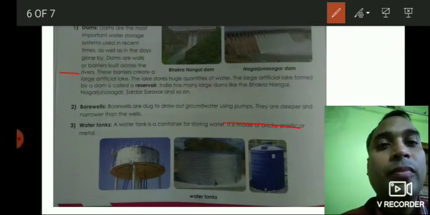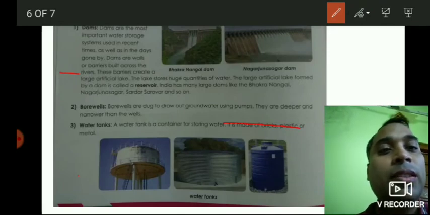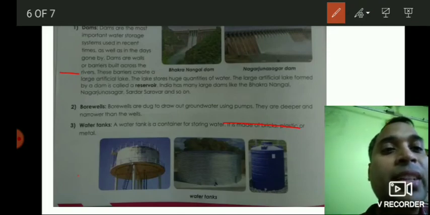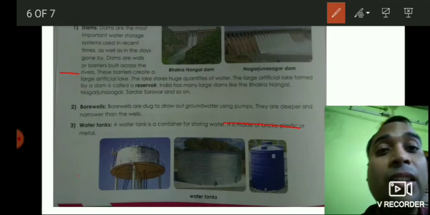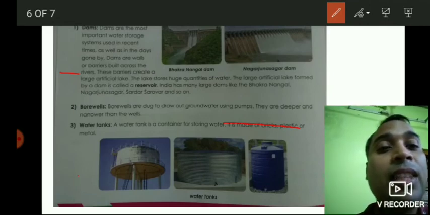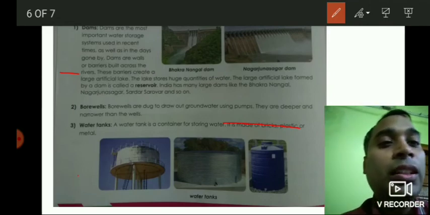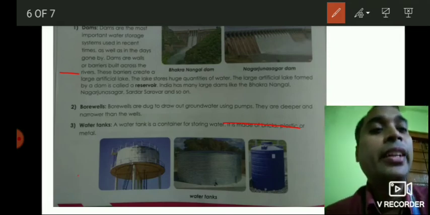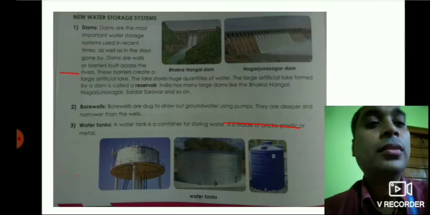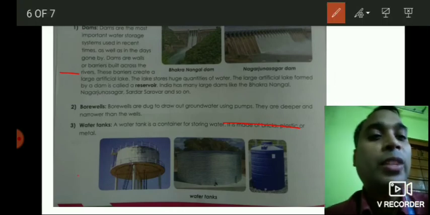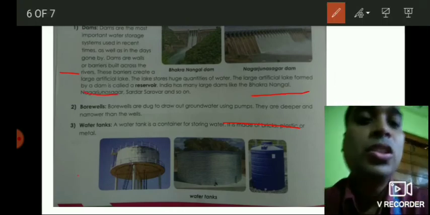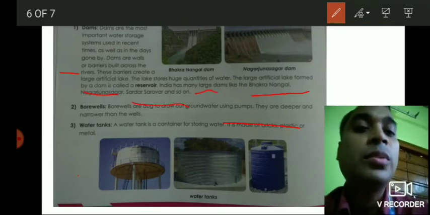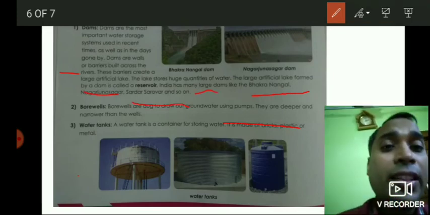India has many large dams like Vakranangal, Nagarjuna and Sardar Sarovar and so on. So these are some of the well-known dams of India. These are Vakranangal, Nagarjuna and Sardar Sarovar. So these are some of the dams which exist in India.